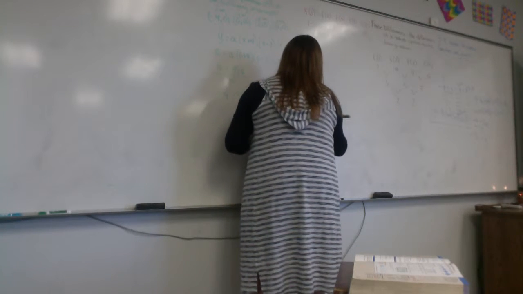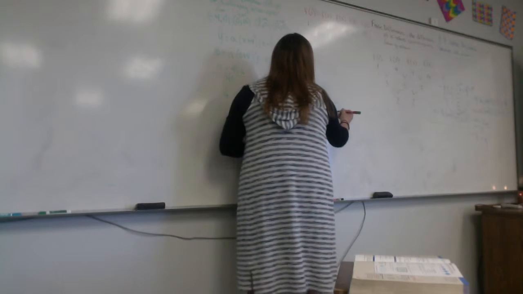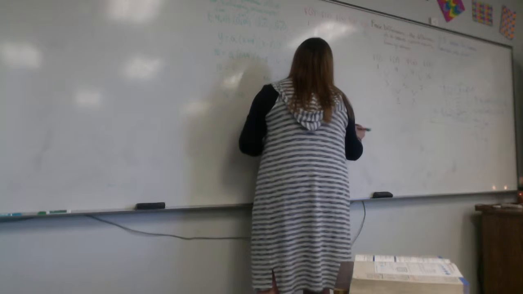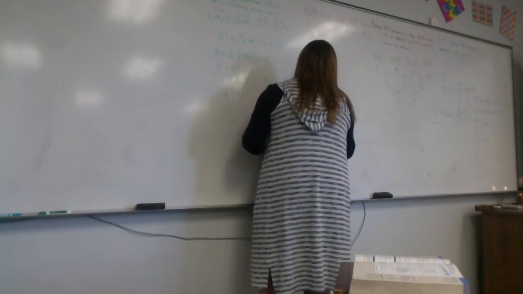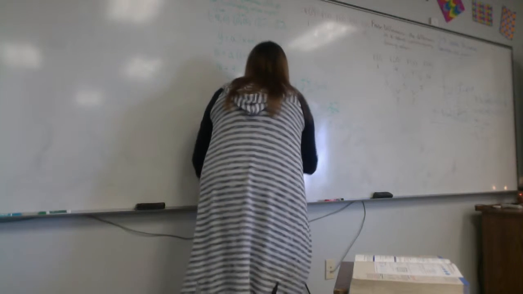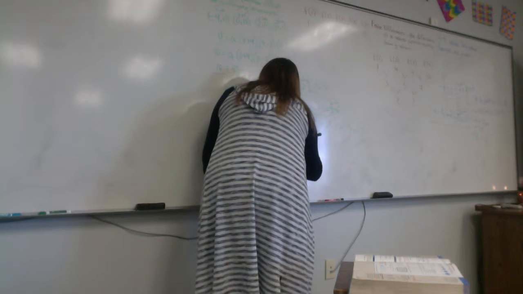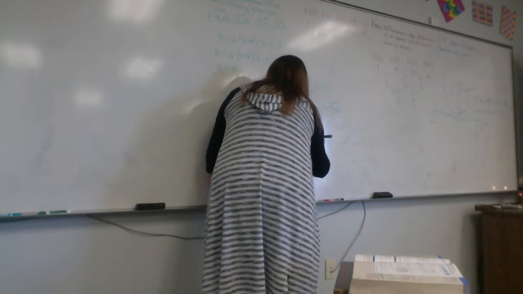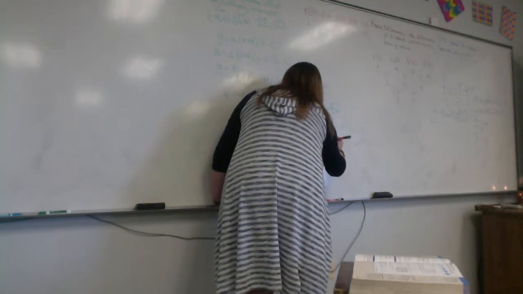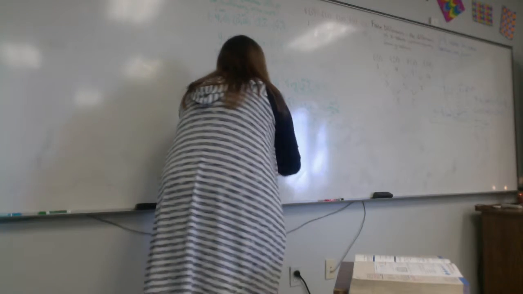I get 2x times x, which is 2x squared. I get 2x times negative 5, which is negative 10x. I get negative 8 times x, which is negative 8x. And negative 8 times negative 5, which is 40. Combine like terms, right? y equals 1/4 x cubed minus 3x squared minus 18x, plus 40.